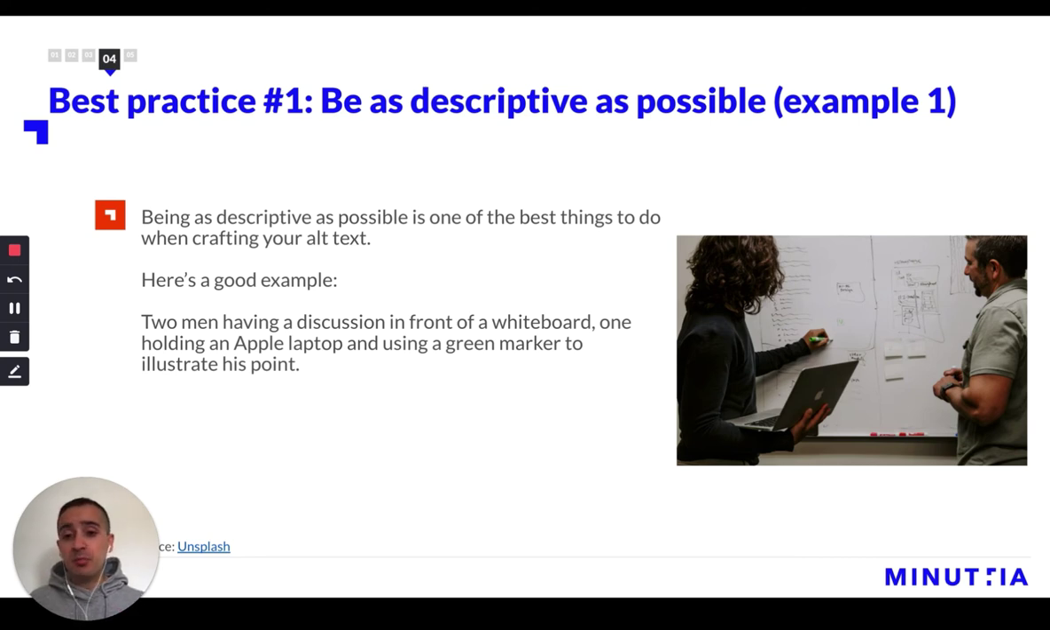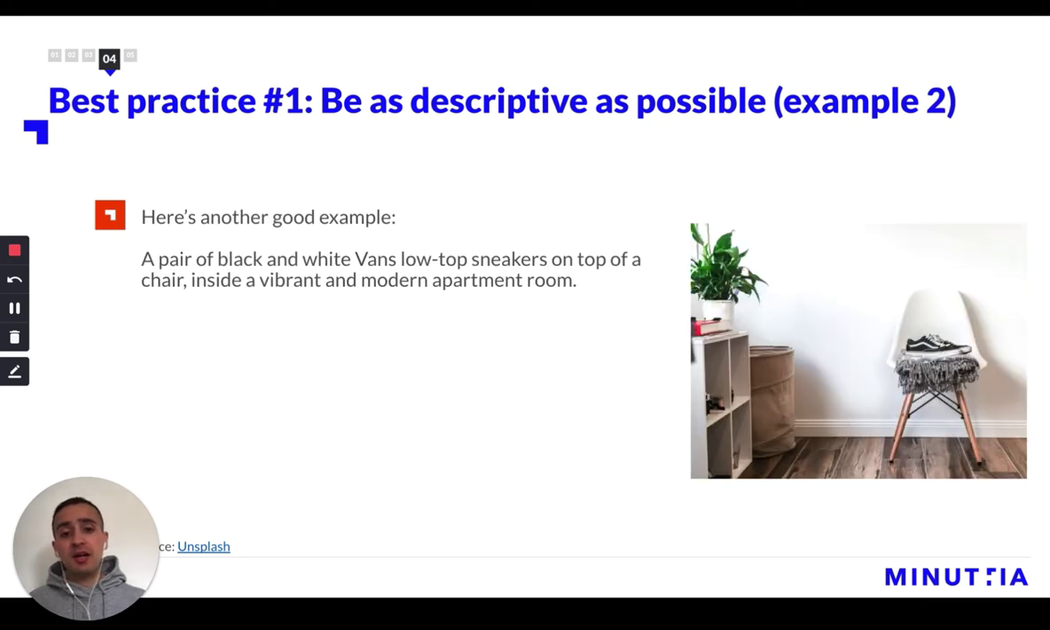So someone, for example, who has little or no vision can understand what the image on that page is all about, but we haven't prolonged it. In other words, we've been brief and right on spot when it comes to describing what this image is all about. The second example that we have is this image over here, where we can see basically a pair of black and white Vans low-top sneakers on top of a chair inside a vibrant and modern apartment room. And since this is what we see, this is exactly what we've added as an alt text for this image.